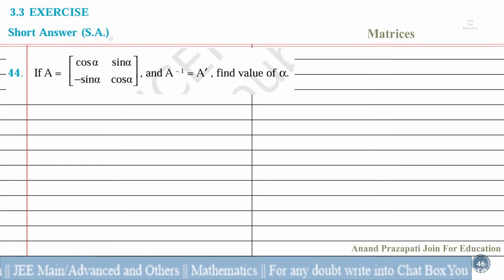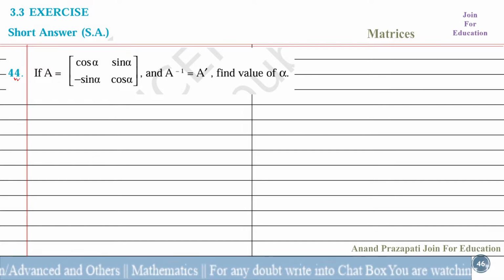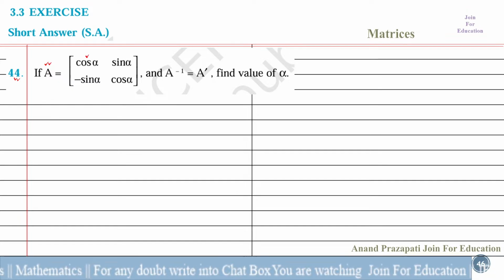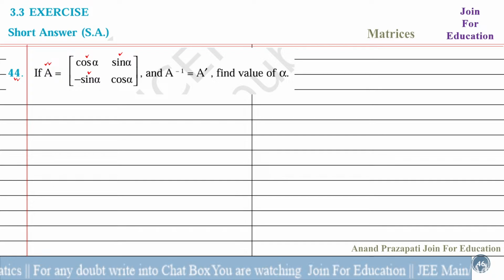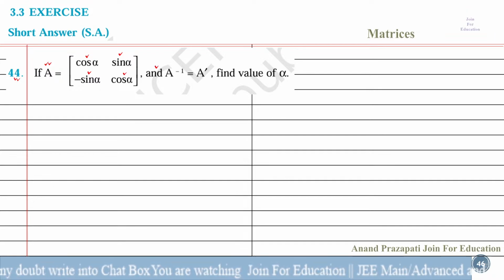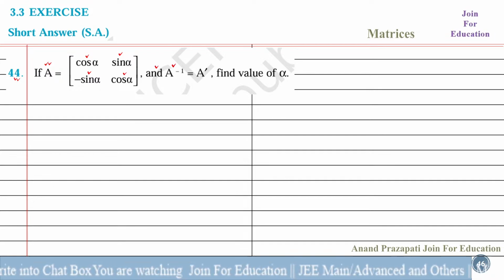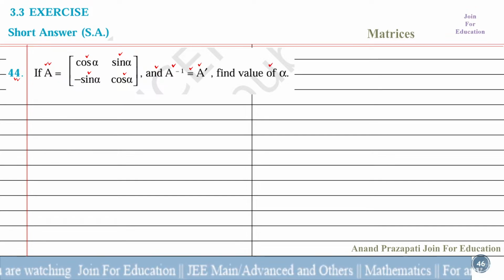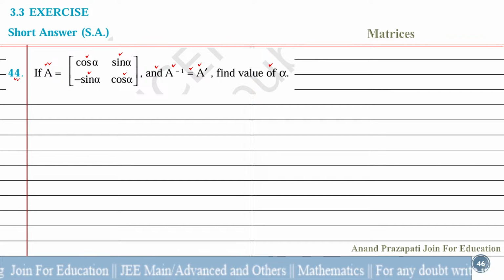Let's see question number 44. If matrix A equal to cos alpha, sin alpha, minus sin alpha, cos alpha, and inverse of matrix A equal to transpose of matrix A, find the value of alpha. Let's see the solution of this question.